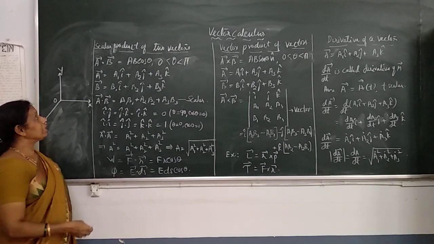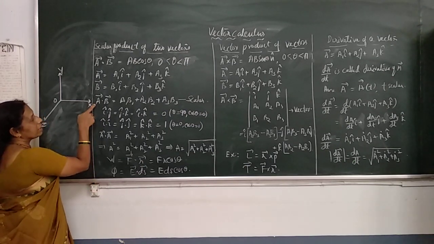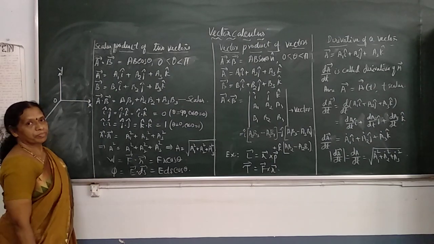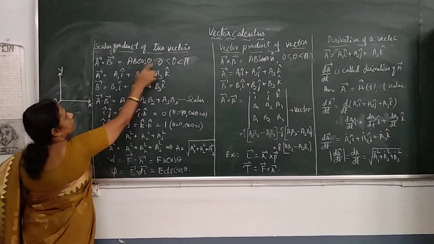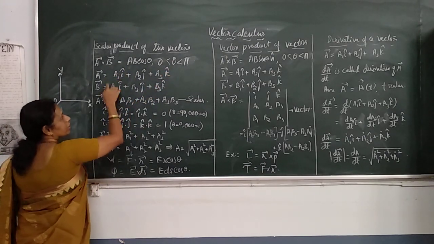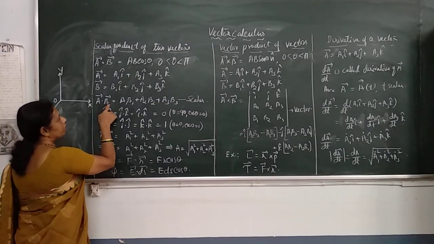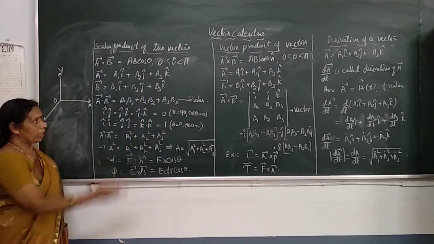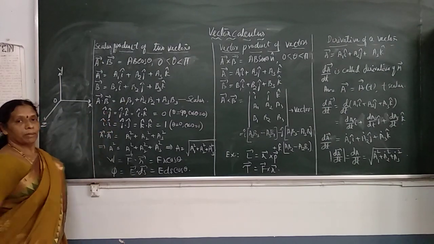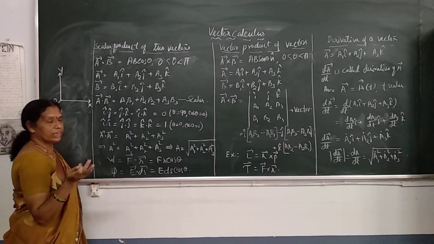Now let us find their dot product, or the scalar product. What is the dot product? A vector dot B vector. By definition, it is this term dot this term. I have not written those things here. A vector dot B vector is nothing but this term dot this term, so you have to take the dot product between the components also.